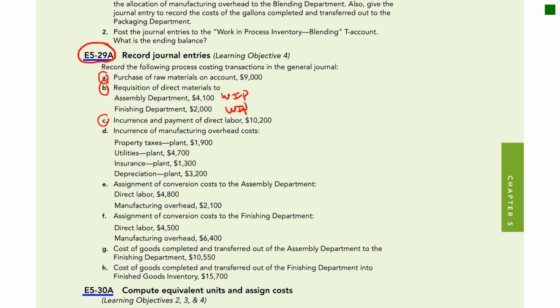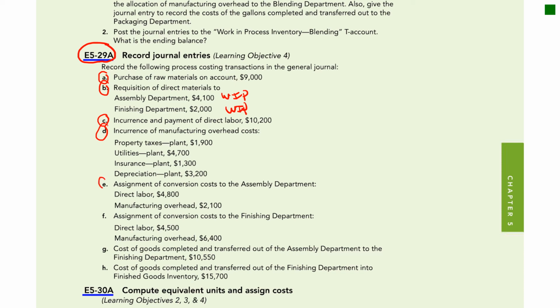Then notice you incur some, in this case, it's incurrence and payment of direct labor. And again, we know where direct labor goes. We know direct labor goes into what? Work in process. So you'll see that that'll be the same idea. We've got the incurrence of overhead costs. Again, you got your taxes, utilities, and you got some depreciation. Very similar to job costing.